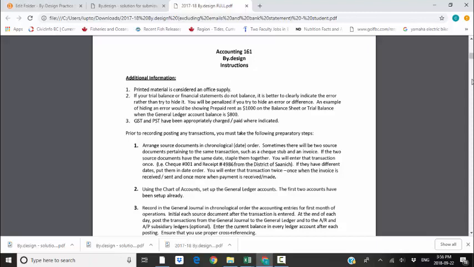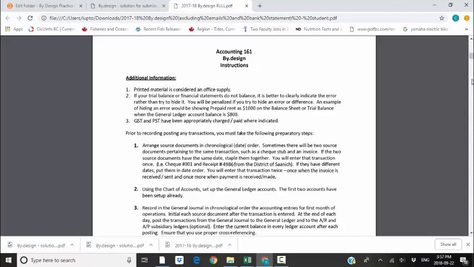So step number 1 says what you're going to do is break out your scissors. You're going to take all the pieces of information that you have, you'll cut them into individual pieces, and you'll put them in chronological order. And then you'll see how things happen. What it's saying is that there's some things that happen right away.